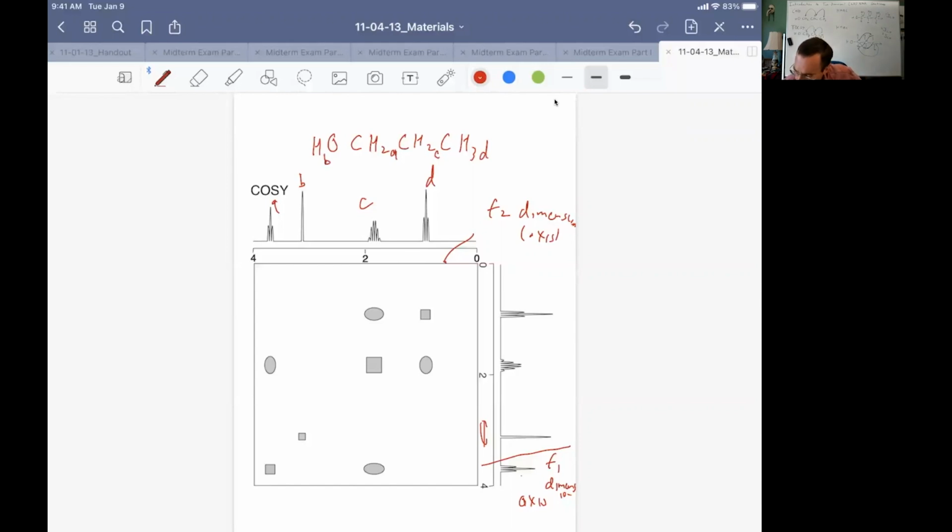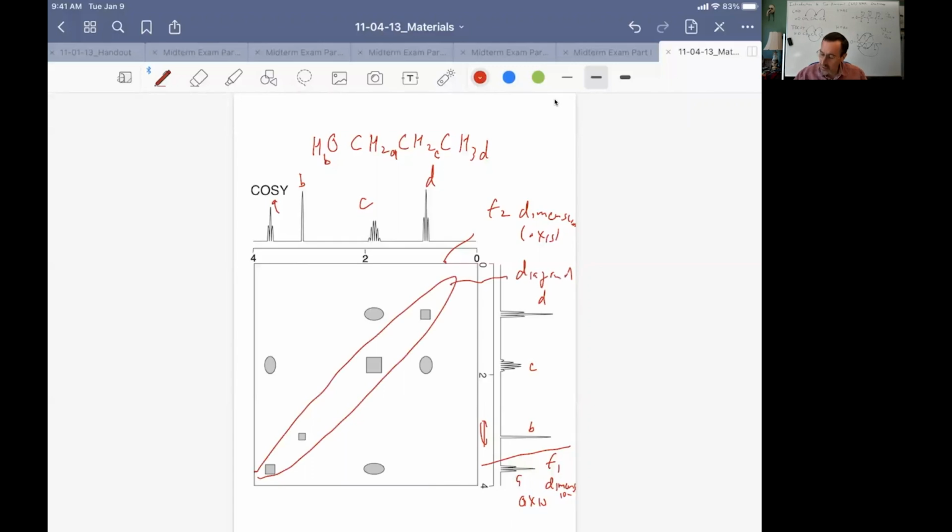And we have the same thing over here, A, B, C, D. So every peak gives a peak with itself. In other words, this is the peak on, we call this the diagonal. So this is the diagonal.